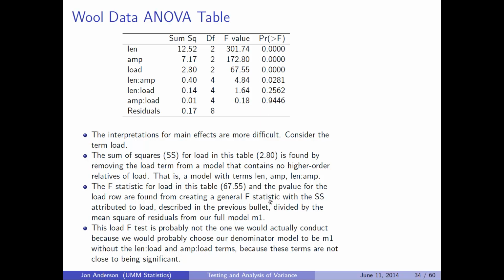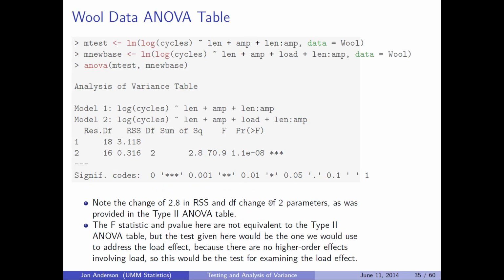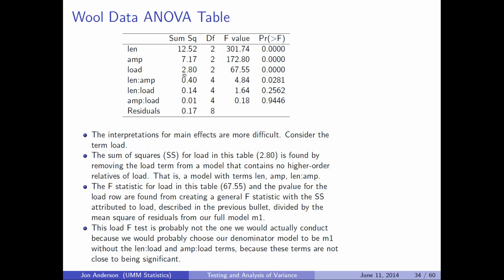That is where it would come from. And so here we go ahead and we do that. We have a null hypothesis model, M-test, that has no load effect. And then we test it against a model that would have the load effect, and then no higher order relatives: length, amplitude, load, and length and amplitude. You'll notice we get a change in the residual sums of squares that is quite big, of 2.8. And that is referring to this residual sum of squares change of 2.8.